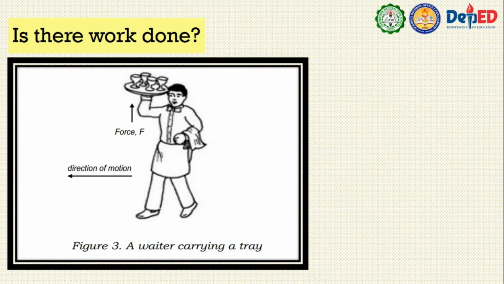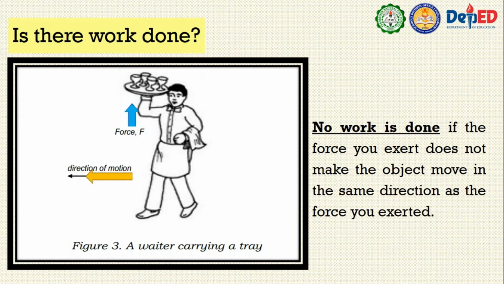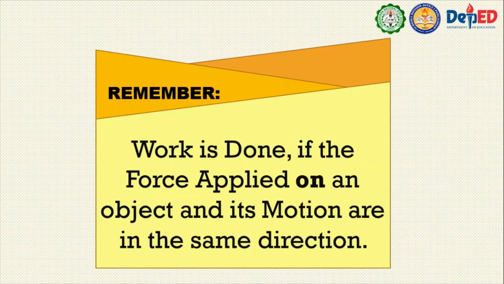Is there work done in this situation? A waiter carrying a tray. Look at the direction of force and the direction of motion. Is there work done in this situation? No. No work is done if the force you exert does not make the object move in the same direction as the force you exerted. Now, remember this. Work is done if the force applied on an object and its motion are in the same direction.